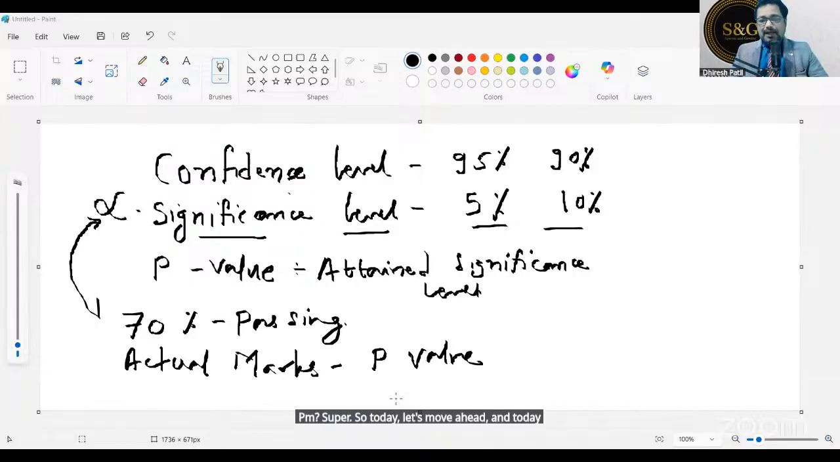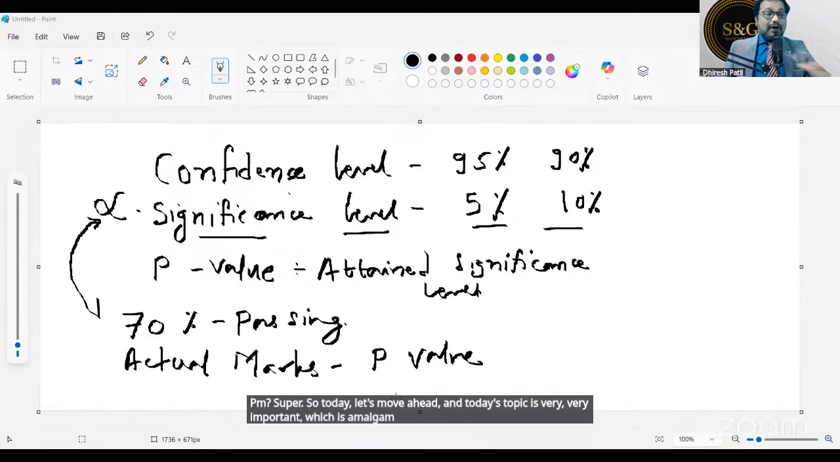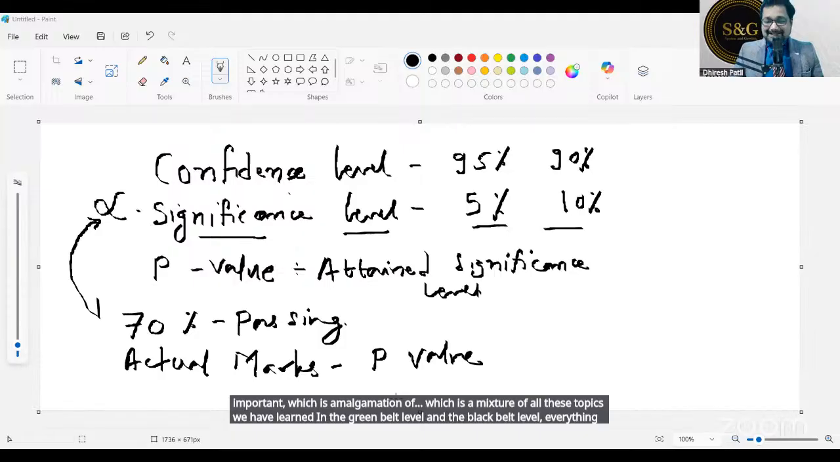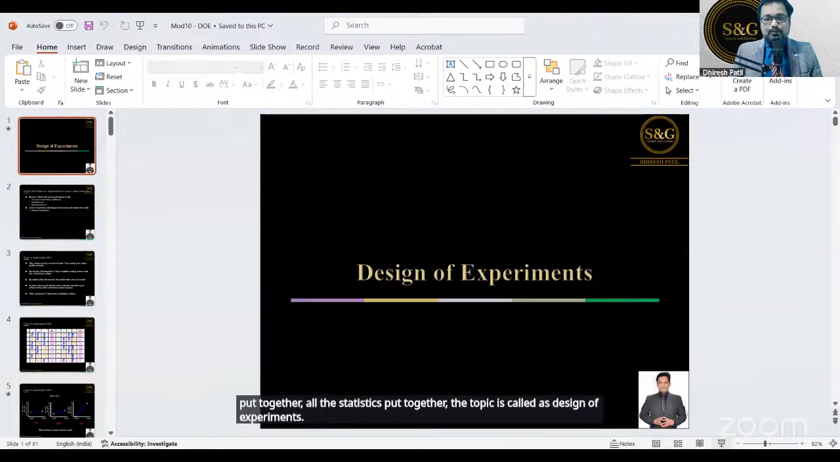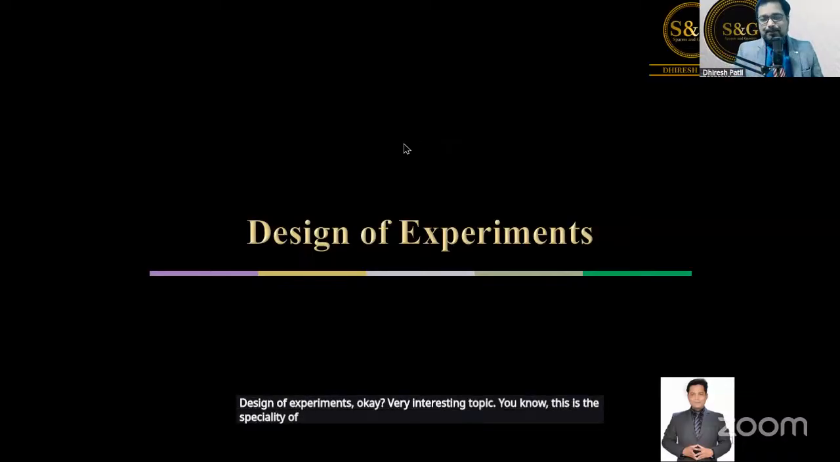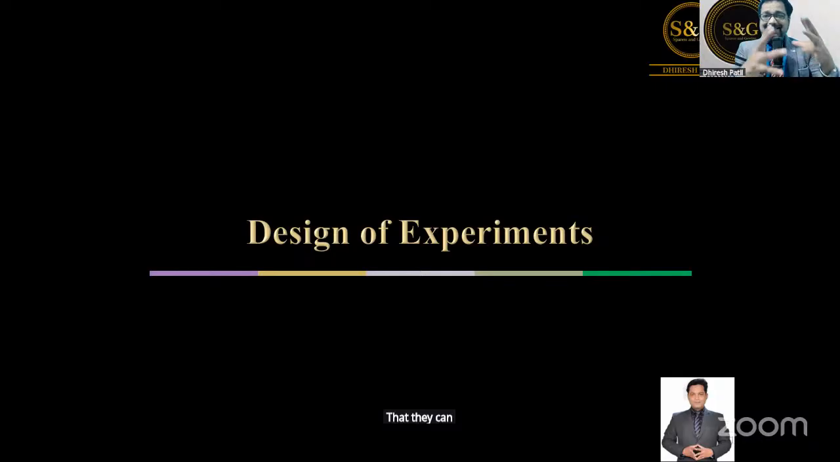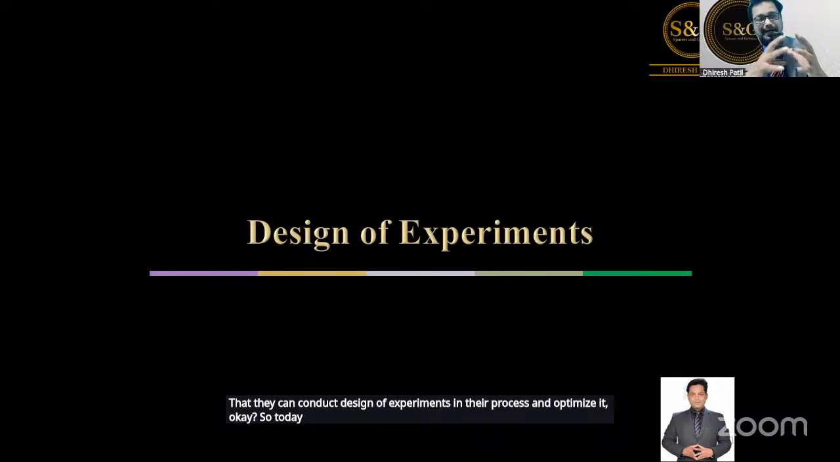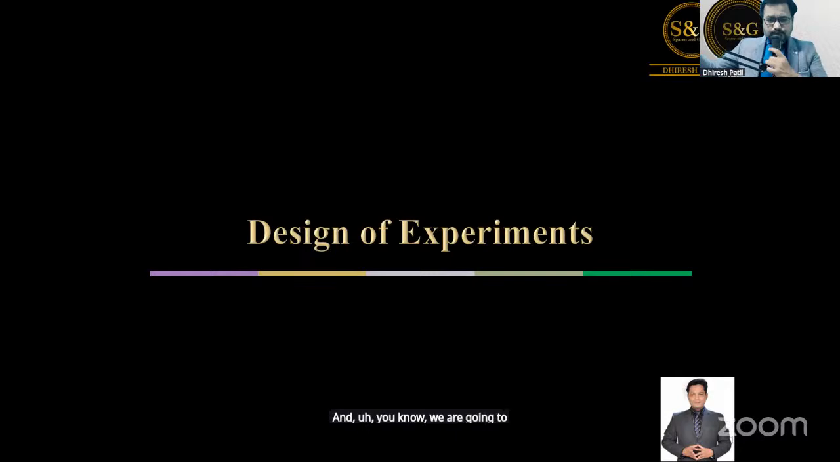And today's topic is very, very important, which is the mixture of all these topics we have learned in the green belt level and the black belt level. Everything put together, all the statistics put together. The topic is called design of experiments. Very interesting topic. This is the speciality of the black belt people, that they can conduct design of experiments in their process and optimize it. So today we are going to get introduced to design of experiments.